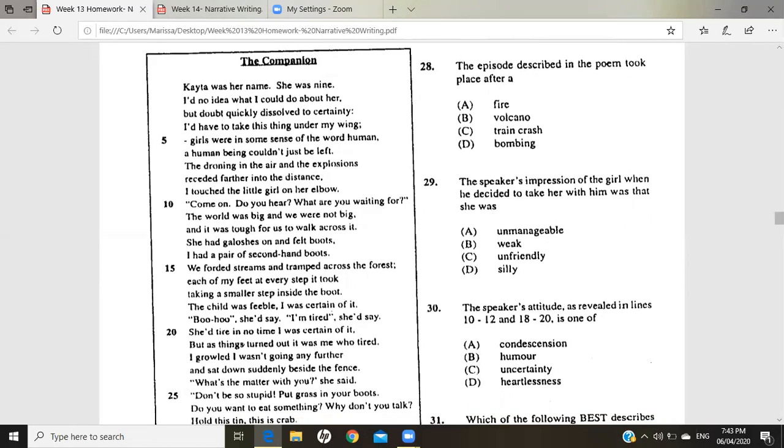So 28 says the episode described in the poem took place after a... After what? If it's World War, what happens during World War? Are there fires, volcanoes, train crash? They're de-bombing.